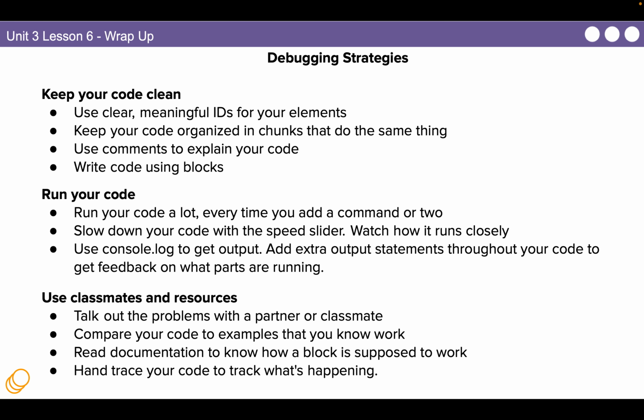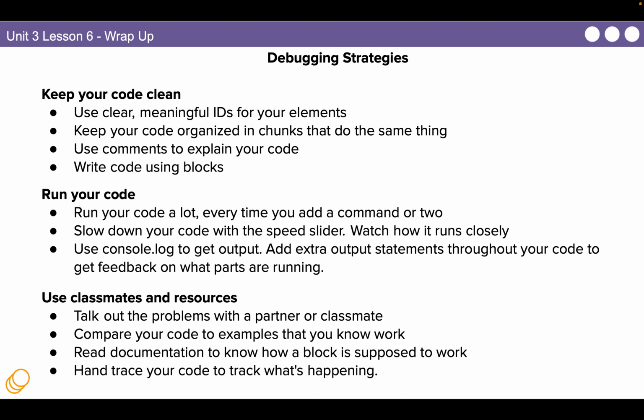And then use classmates and resources. Talk out these problems with a partner or a classmate. Compare your code to examples that you know work. So come back to these slides, come back to the resources available in code.org, and look at solid examples and templates, and then customize them to your particular situation. Read the documentation on various blocks. So when you go to the blocks in your toolbox on AppLab, you can hover your mouse over them, and they will give you some hints about how to properly use them.